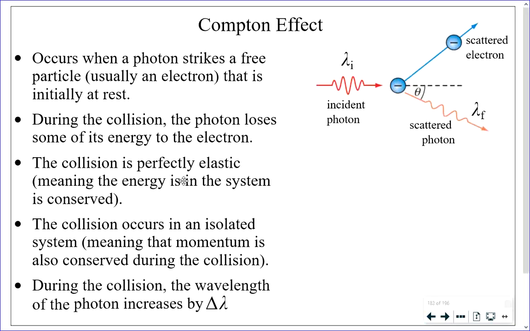And during the collision, the wavelength of the photon will increase. If you take a look carefully at the diagram I've shown you, the wavelength of the photon afterwards is longer. The amplitude is less because it's lost energy, but it is a longer wavelength. And you should know, by the way, longer wavelengths mean less energy.